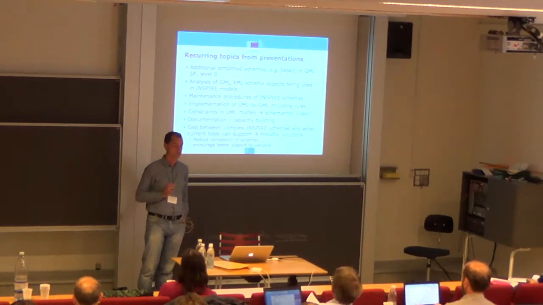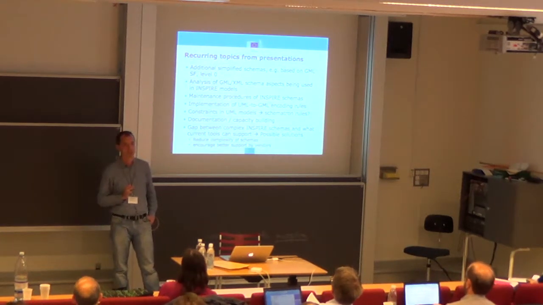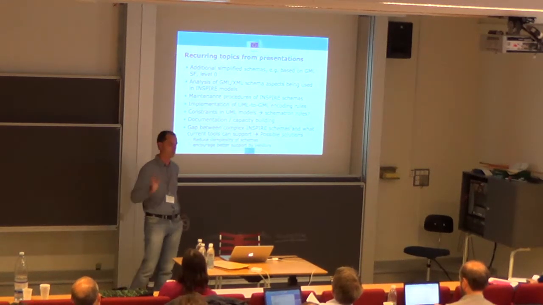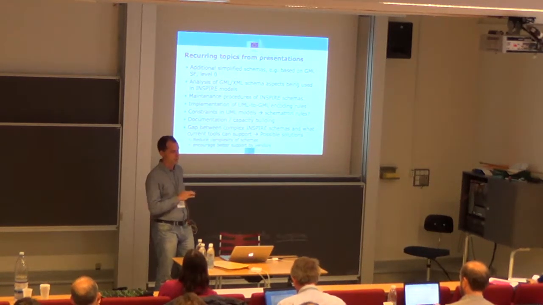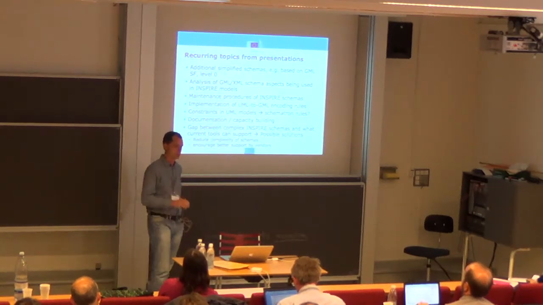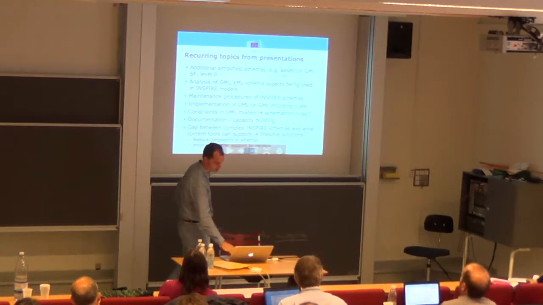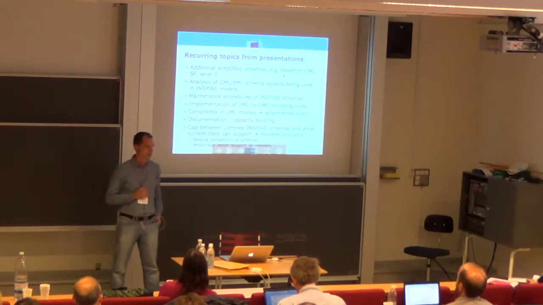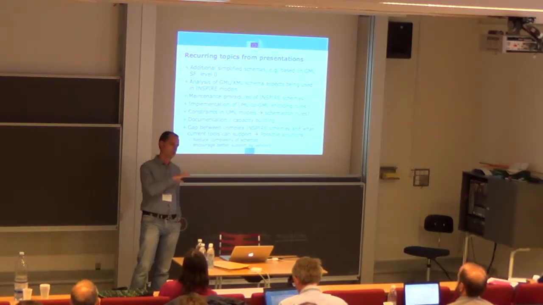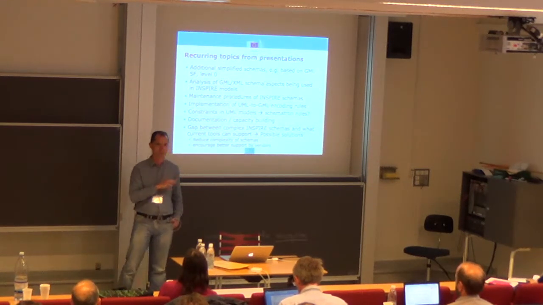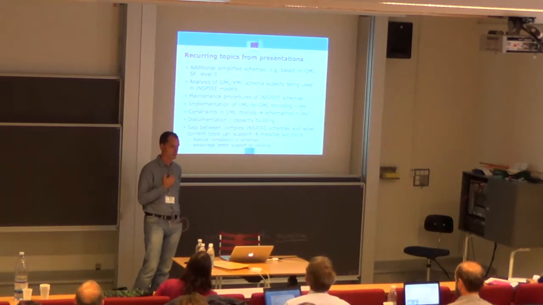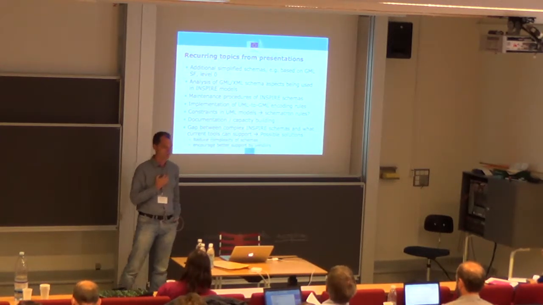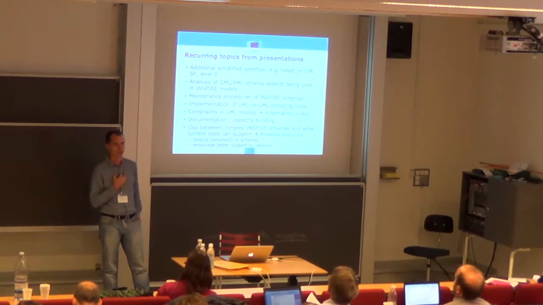We need to discuss the maintenance procedures of the Inspire schemas, and that includes communication aspects as well. There were a number of comments on the implementation of the UML to GML encoding rules, including the usage of, or the translation of constraints in the UML models. Could they be mapped, or how should they be mapped to Schematron rules? I also already mentioned documentation and capacity building.